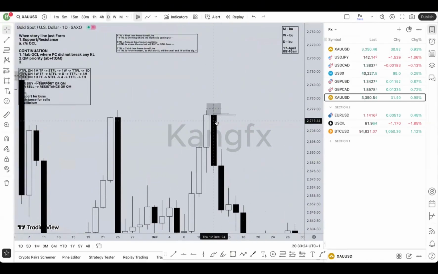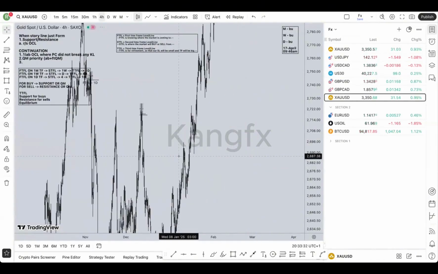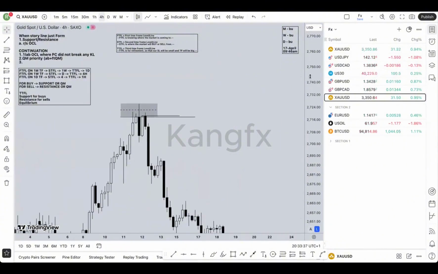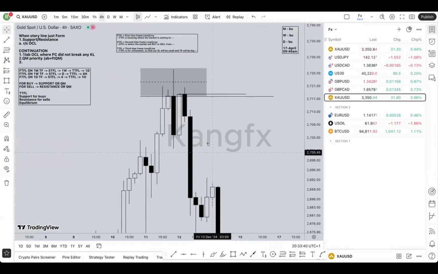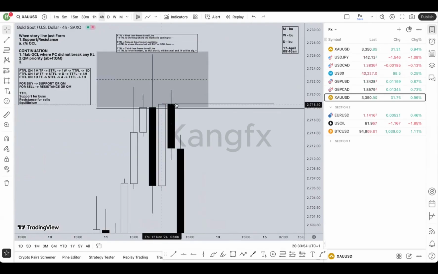Then I move down to 4 hour to look for my STFL. This is it. On this other time frame, this is STFL. This first one is FTFL. This second one is STFL. We have a resistance here. I'm going to mark here, take it up to this part, extend one step to the right. Then inside here on 1 hour, I'm looking for a resistance, QM or equilibrium.